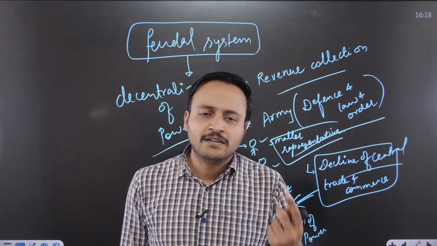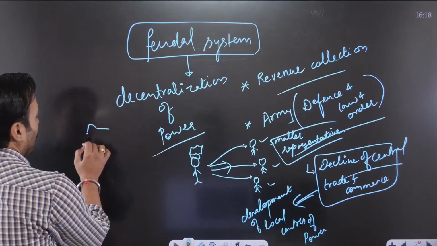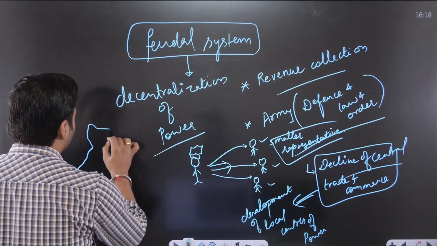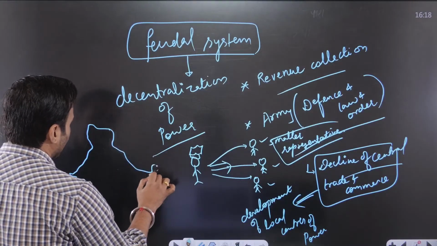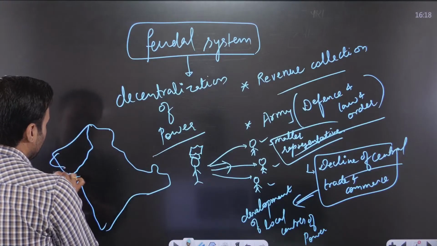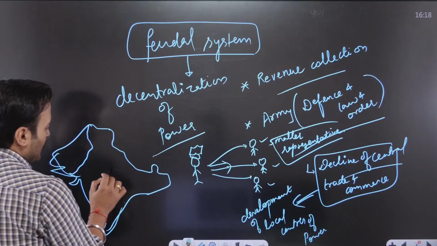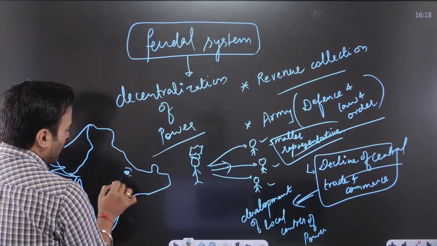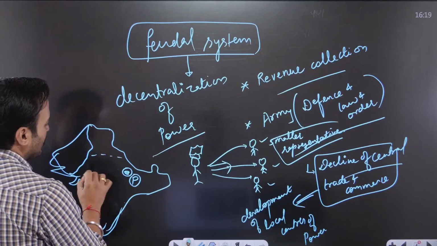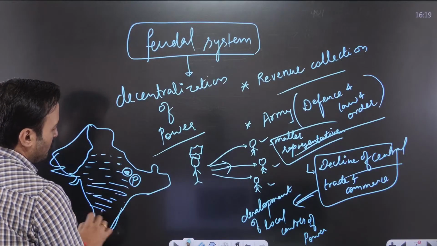Here is a good example. Suppose this is the area of India, and just let me tell you one thing: when we are talking about India, we will consider the entire subcontinent. And here there is a ruler ruling from Pataliputra, but this ruler has got a huge empire to manage.